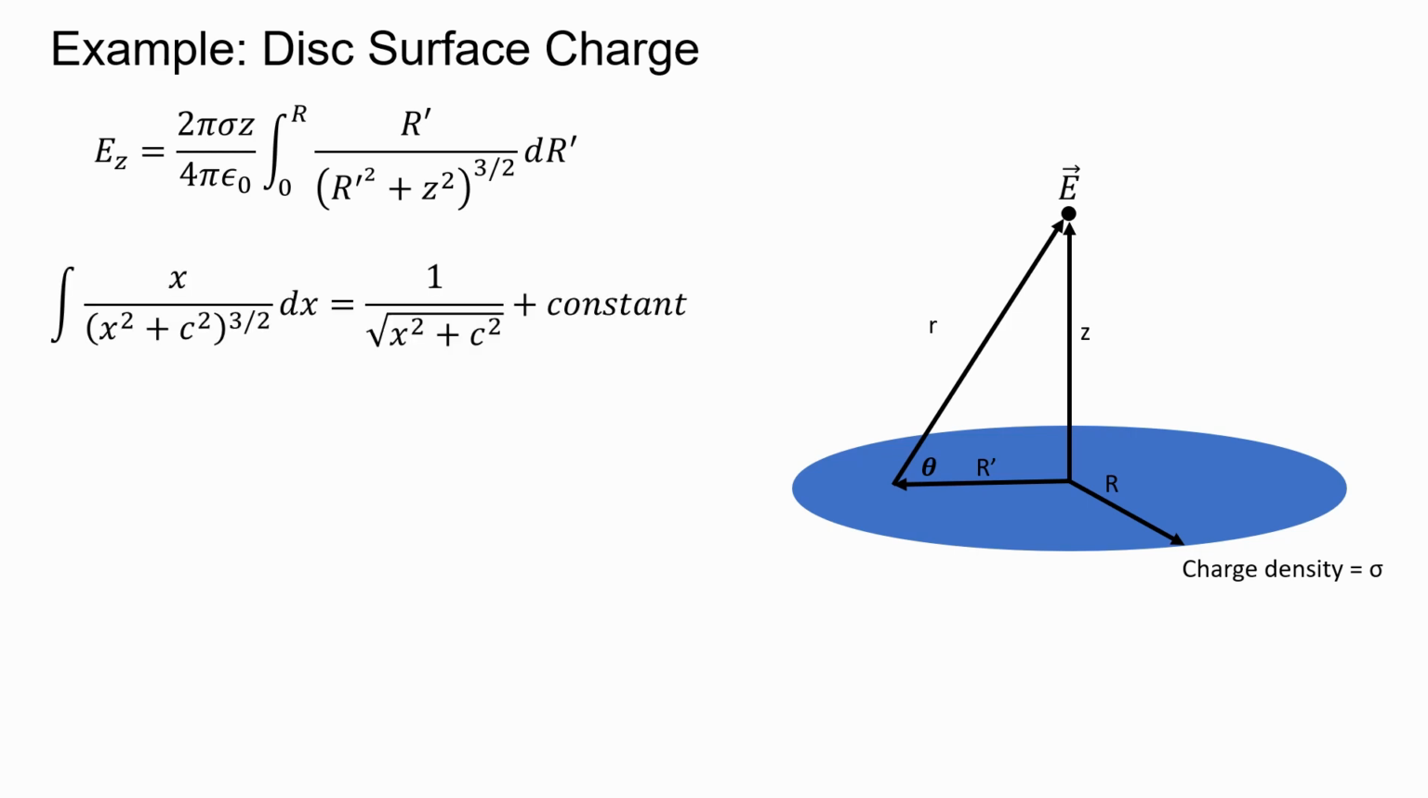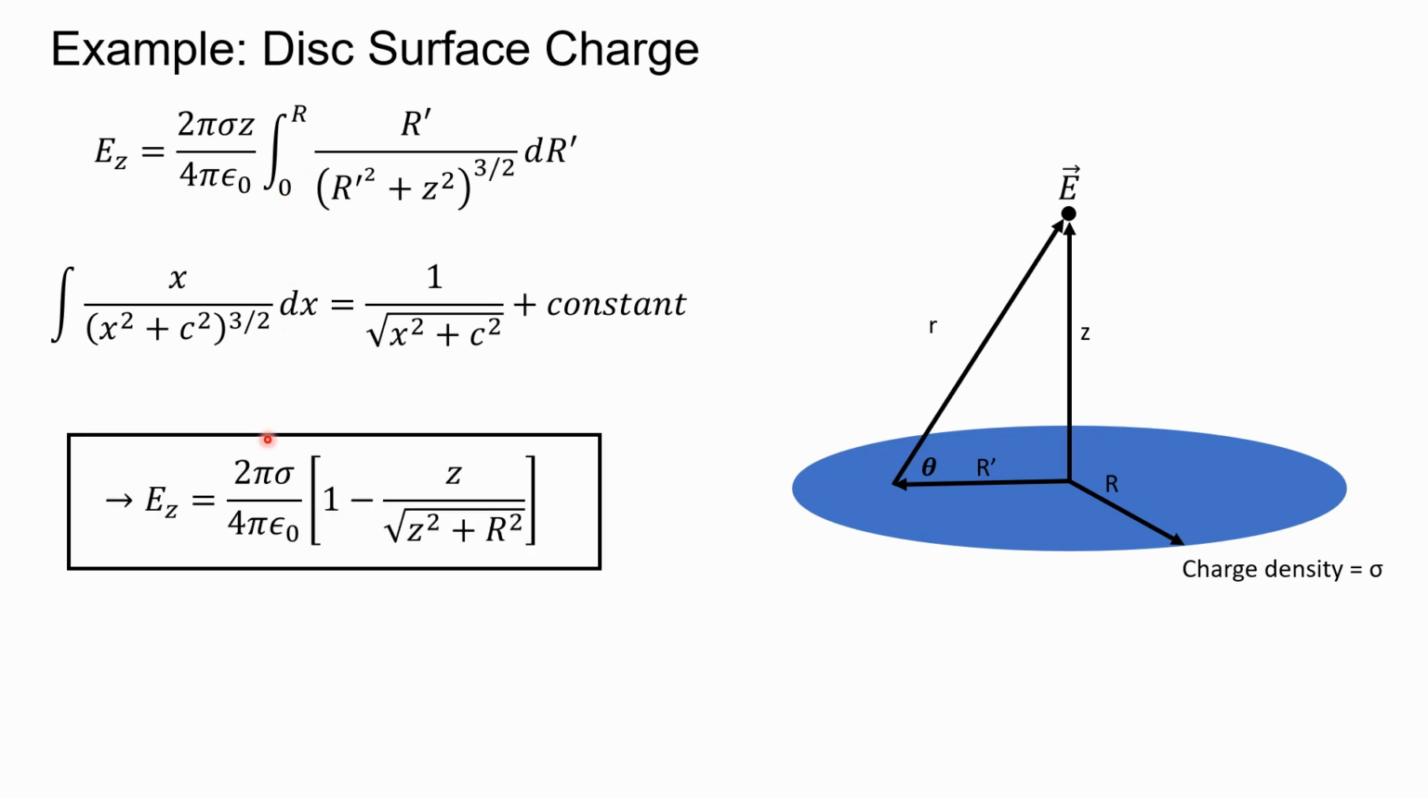I won't go over the proof as it goes a little bit beyond the topic here, but an integral of the form x divided by x squared plus c squared, where c is some constant, all raised to the 3/2, results in 1 over square root of x squared plus c squared plus some integration constant. Given this result and plugging in our appropriate bounds into this integral, we obtain the result that the electric field is equal to 2 pi sigma divided by 4 pi epsilon naught, all multiplied by 1 minus z divided by the square root of z squared plus big R squared.